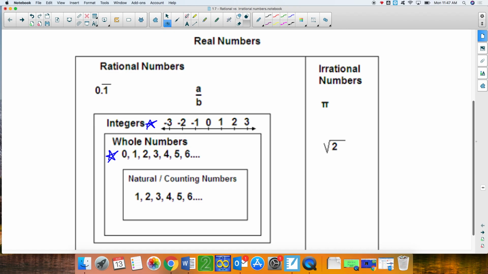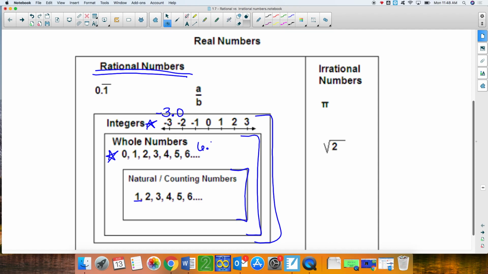And then natural or counting numbers are exactly what they sound like. Counting numbers are the numbers you learned when you learned to count, which started at 1. You didn't start at 0. So your natural numbers, your whole numbers, and your integers all fall under that rational umbrella, because those are rational numbers. An integer like -3 is a decimal like -3.0. Well, that's a terminating decimal, so that would be an example of a rational number.